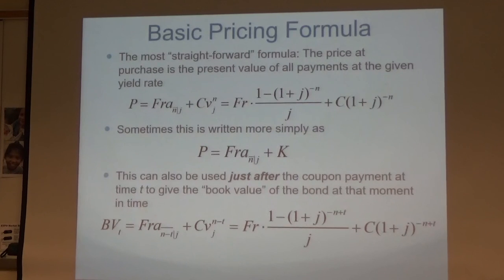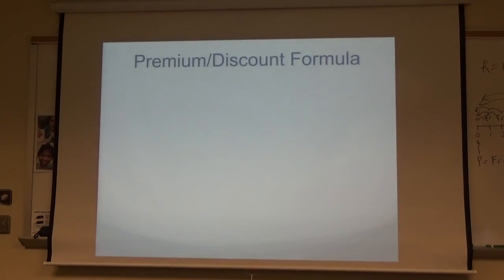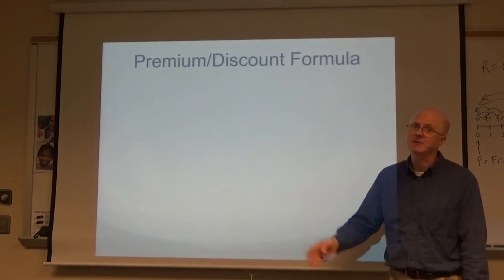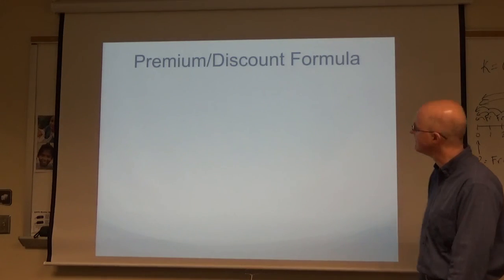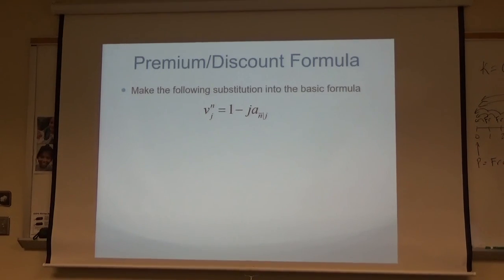And that is handy in some problems as well. There are other formulas. There's what you might call the big four formulas that we will get into here, which brings me back to my high school physics days when we talked about the big four formulas for motion. The next formula is called the premium/discount formula. And that can be derived by making a certain substitution into the basic formula: replace v^n with 1 minus j times a_n, which is something you should know, by the way.